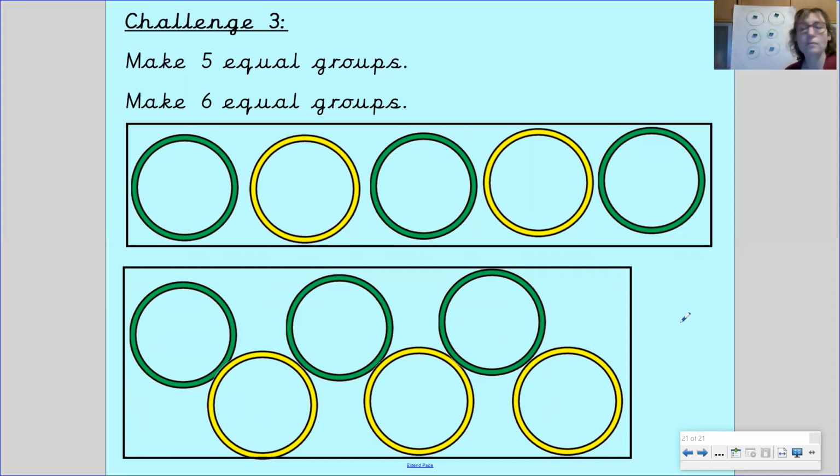And again, all you need to do is write the sentence, I have 6 equal groups with 2 in each or 1 in each, and just upload that to Tapestry. So not too challenging today.